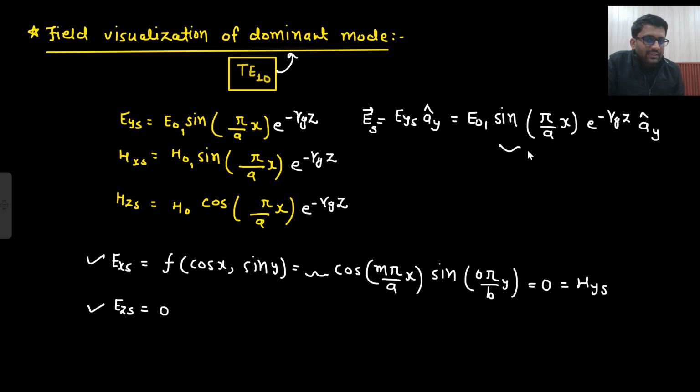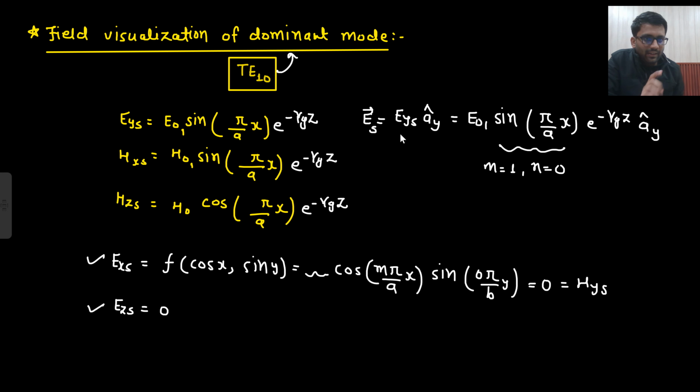Look, what does this represent? This represents the standing wave pattern, right? Sin pi by a into x represents the standing wave pattern that you know. And the value of m is 1. m is 1 means the number of half cycles in the x direction will be 1. And the number of half cycles in the y direction, what would that be? That would be shown by n. So the value of n is 0. Here the value of m is 1 and n is 0. That means the number of half cycles in the x direction would be 1 and the number of half cycles in the y direction would be 0.